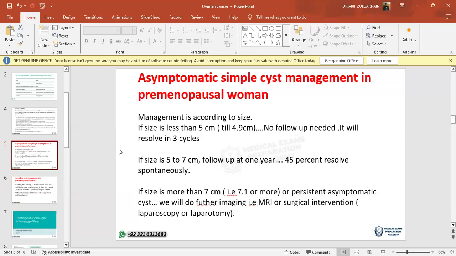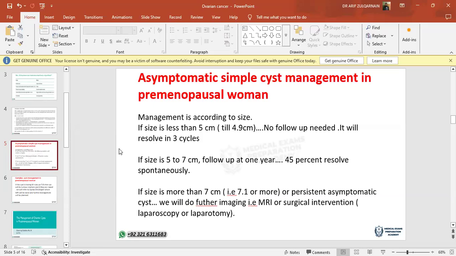Now we have done the ultrasound and the patient has a simple cyst, and along with this the patient is asymptomatic. There are no M rules, all the B rules are present. So the management will be according to the size of the cyst. If the size is less than 5 centimeter, that is up to 4.9, then no follow-up is needed. If it is 5, it will move to the next category. It will resolve in 3 cycles.